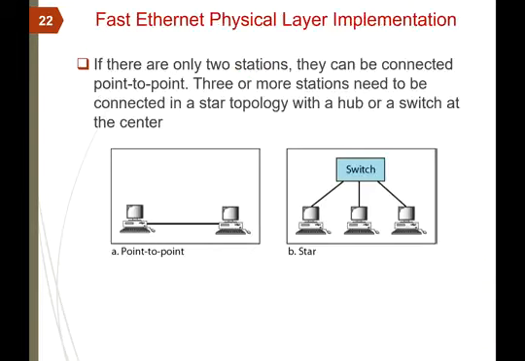If there are only two stations, they can be connected point to point. You don't need a switch or a hub. You can connect them directly. We'll do some labs on these. With three or more stations, then you need to connect a switch or a hub. Normally hubs are no longer used. We always use switches, so we'll use full duplex communication. So if you have only two devices, you don't need a switch or a hub, but if you have more, then you need to add a switch or a hub.